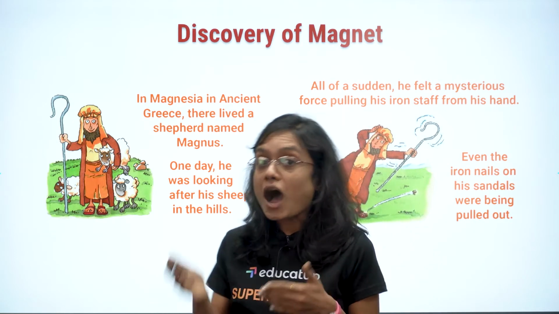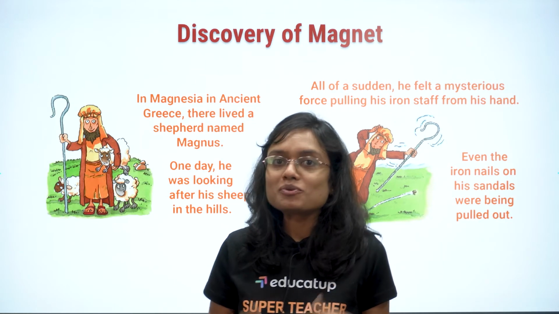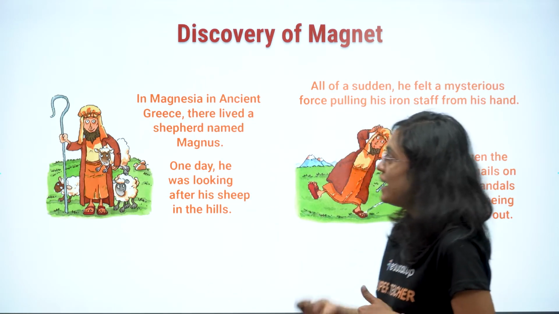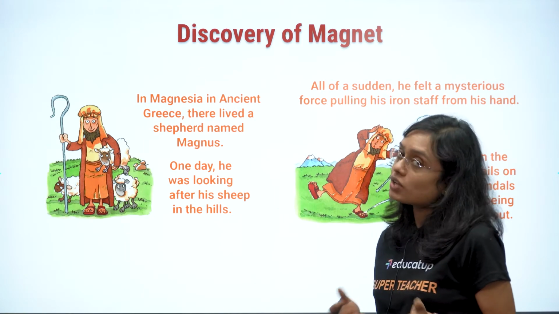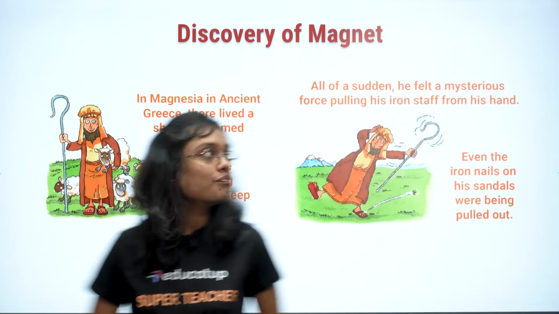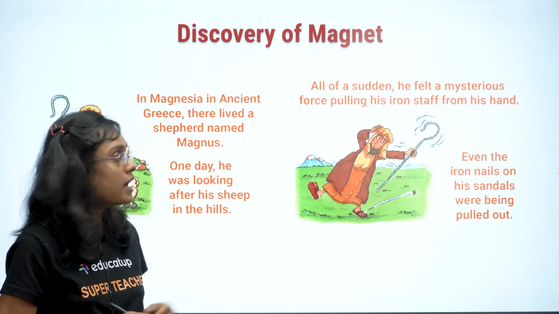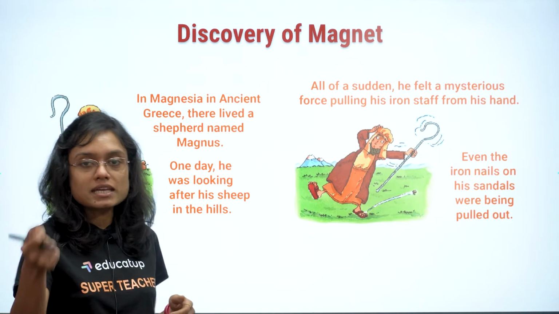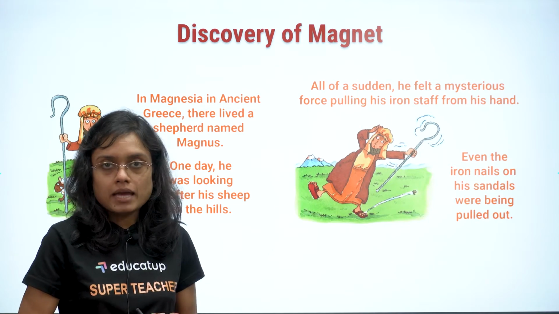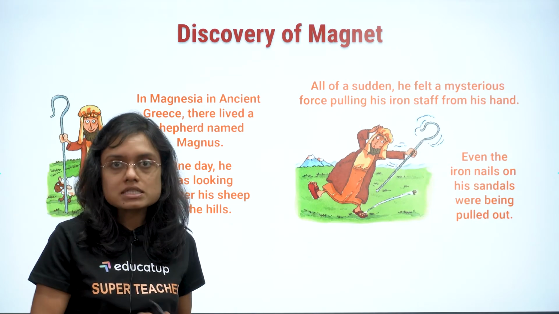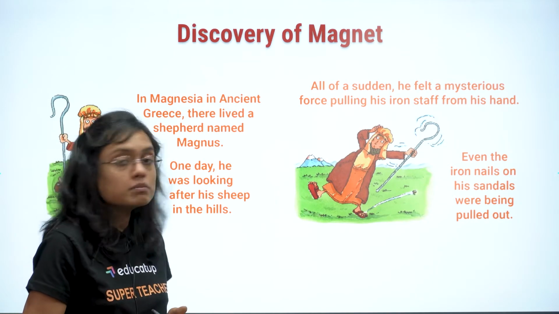Discovery of magnet. How did we get this magnet which we are using so much these days? How did we get to know about it? Let's find out. In Magnesia, in ancient Greece, there lived a shepherd named Magnus. One day he was looking after his sheep in the hills. All of a sudden, he felt a mysterious force pulling his iron staff from his hand. He was just taking his sheep for a round, with an iron staff to tame his sheep, and suddenly he felt that his iron staff was being pulled by something. Even the iron nails on his sandals were being pulled out.